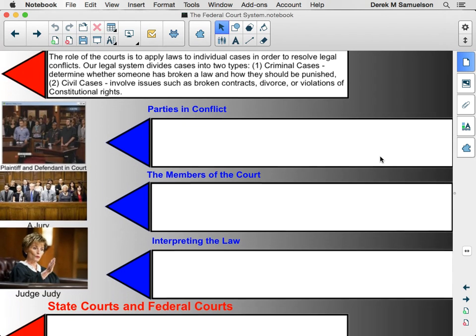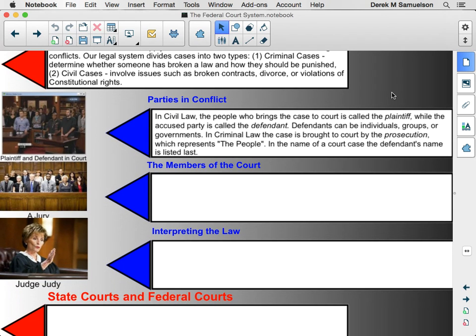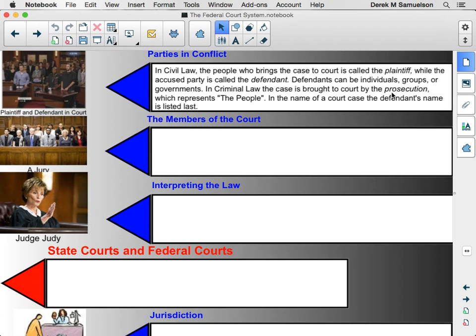So, parties in a conflict. Some terminology here that we need to know and understand. In civil law, not criminal law, civil law, the people who bring the case to a court are called the plaintiff. So if you are challenging somebody else in a civil case, you are the plaintiff, while the accused party is the defendant. Now, defendants in a civil case can be individuals, it can be a group, or it can be the government itself. You can bring a civil case against your local, state, or federal government.